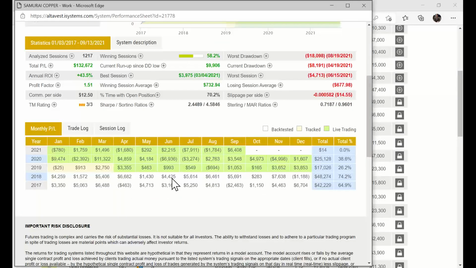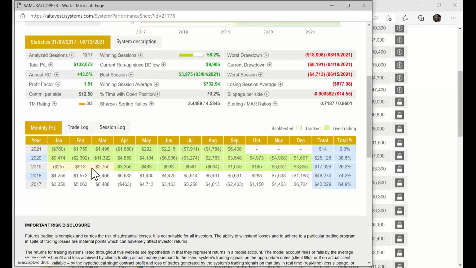And you can see in this table, it was all hypothetical, and then it became available on the system, and then it went live. The green is live, real money trading with real clients trading. So some pretty good performance. Year to date, flat. And let me close that out.